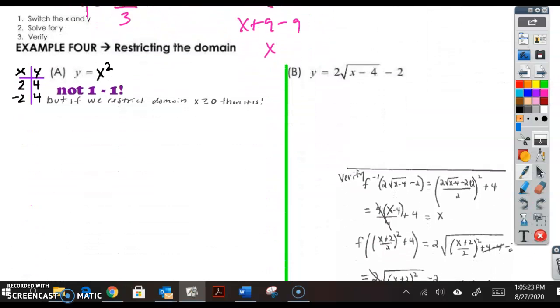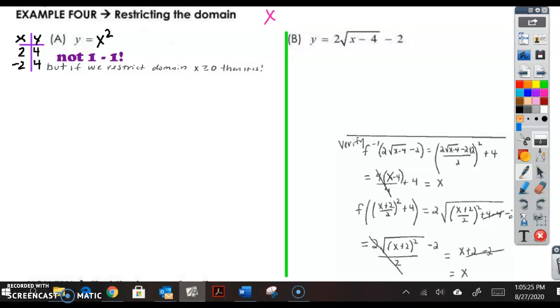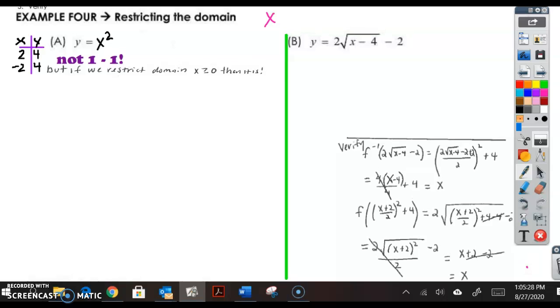So sometimes you'll get a problem where, and don't look at B, we're just working on A right now, you've got a quadratic. So the inverse is not a function. But it can be if we make it one-to-one and we restrict the domain. So with the graph, we select one side of the graph so that when we reflect it over the line y = x, it'll be a function.